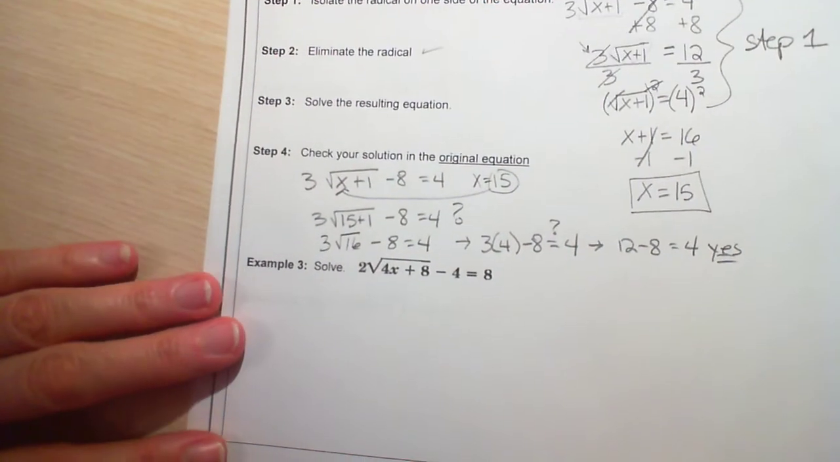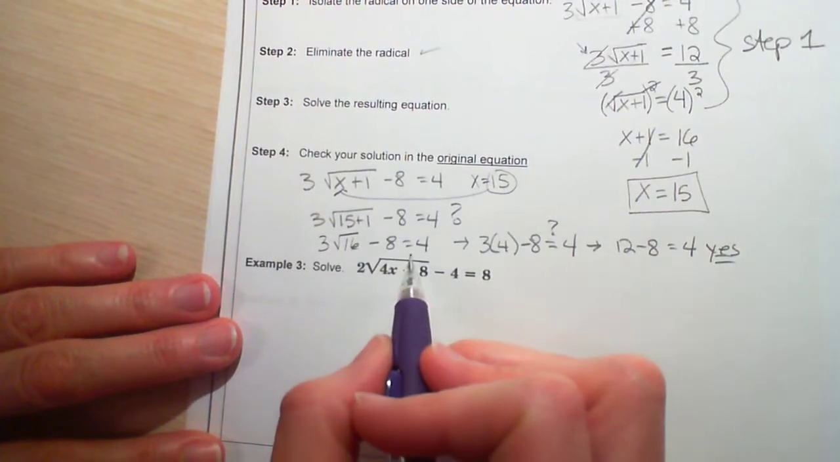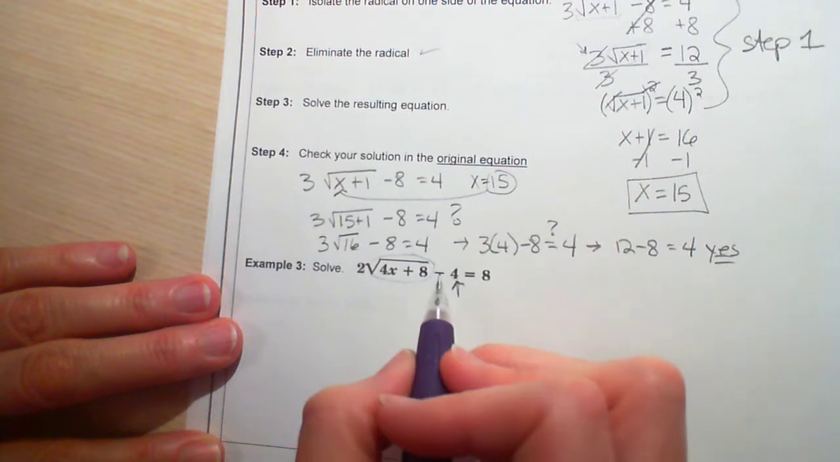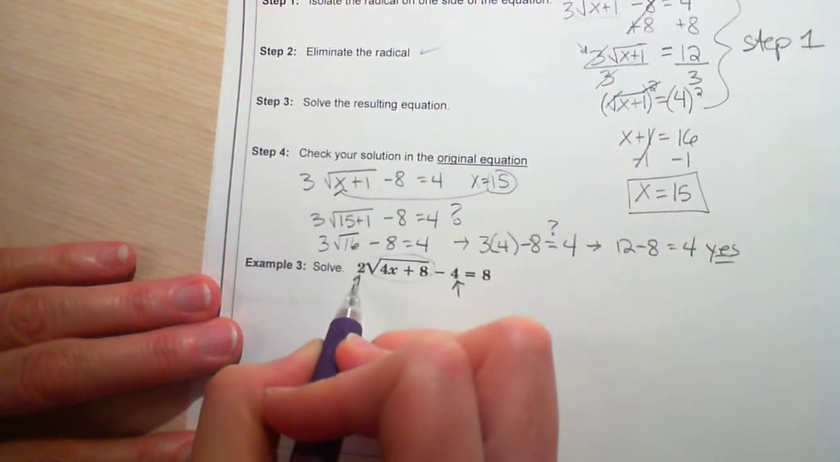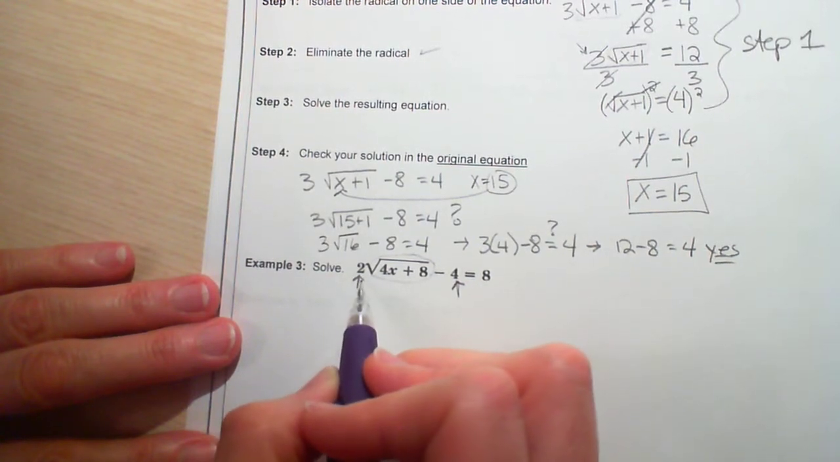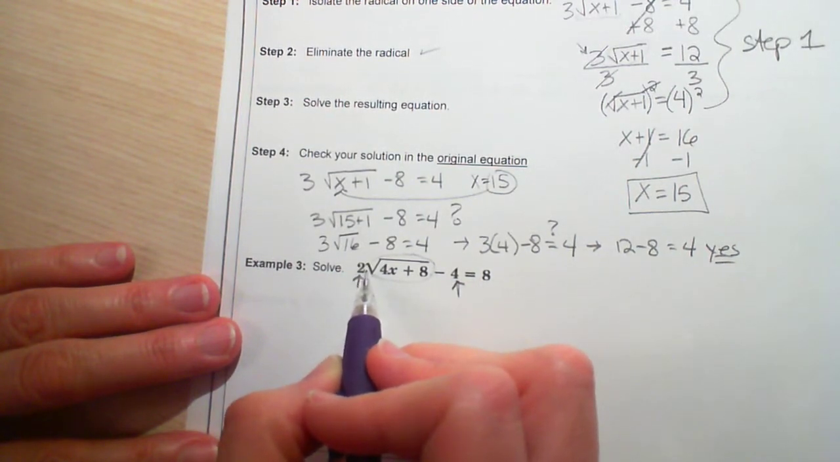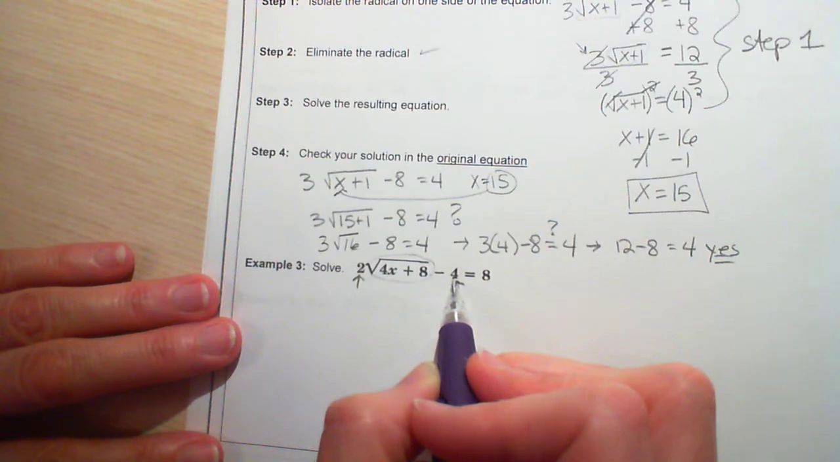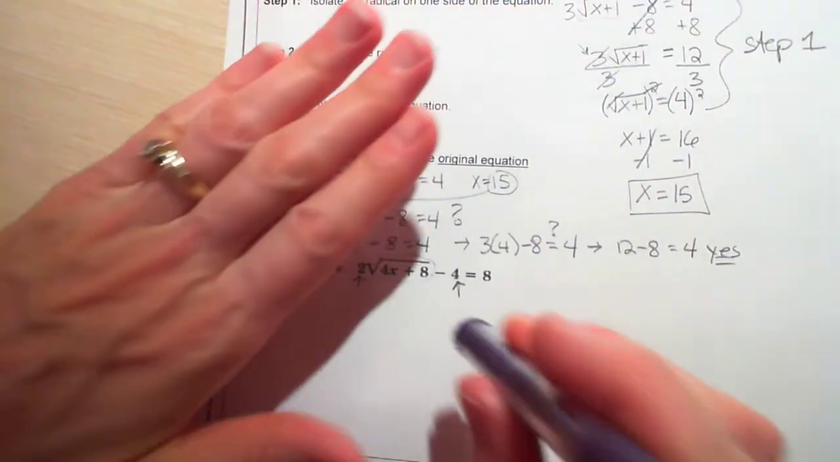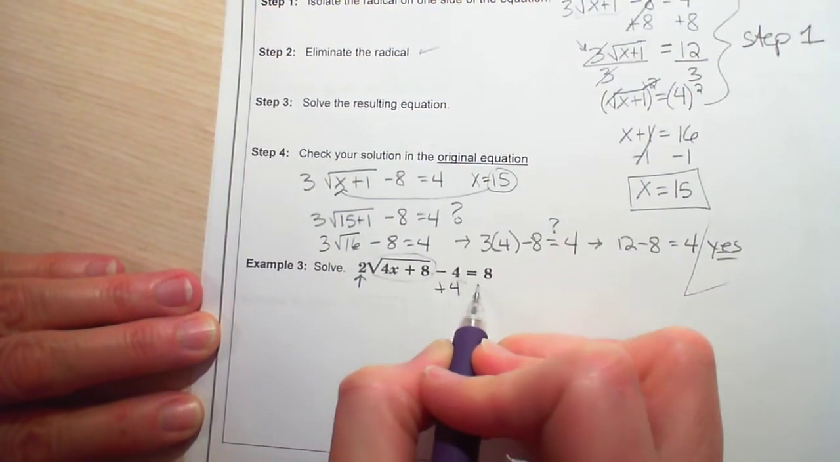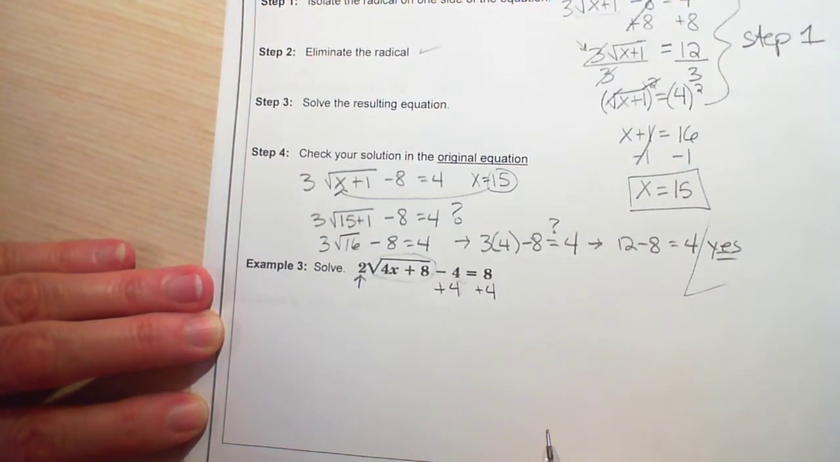Okay, this one's very similar. So think, here's my radical. What do I need to get rid of? This minus 4 and this 2. This 2 is attached by multiplication and it's right next to the radical, so we don't want to get rid of that first. The 4 is farther away, so we're going to get rid of the 4 first. The 4 is attached by subtraction. To undo subtraction, we're going to add 4 to both sides.